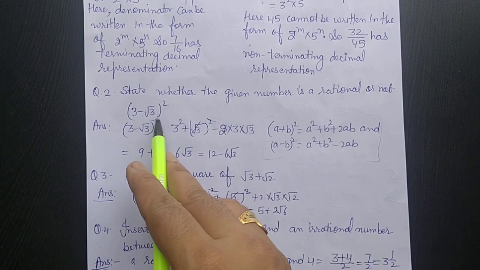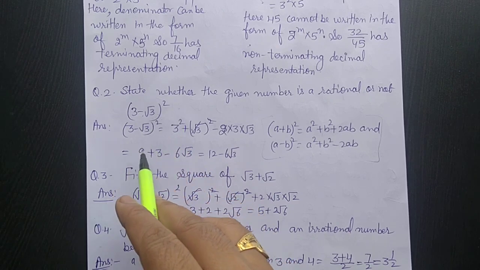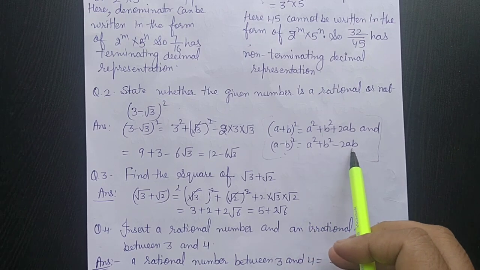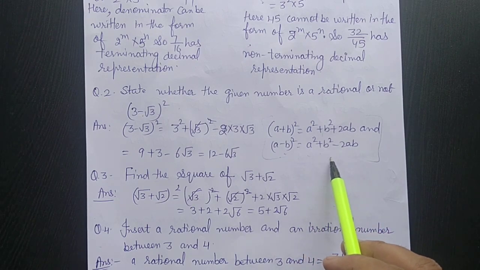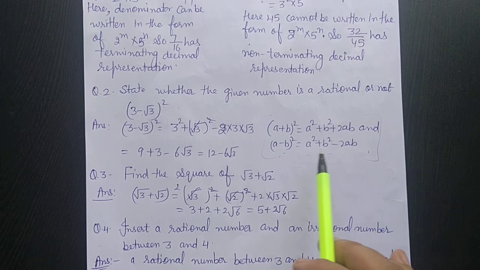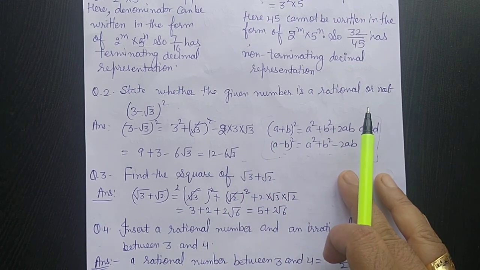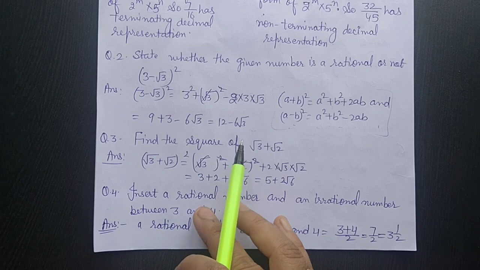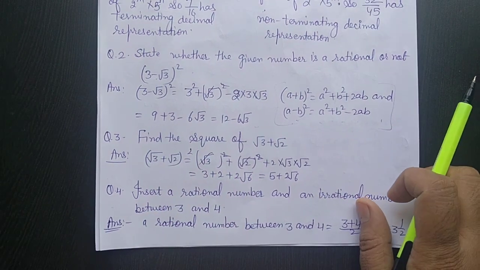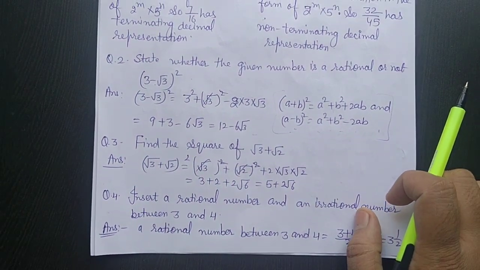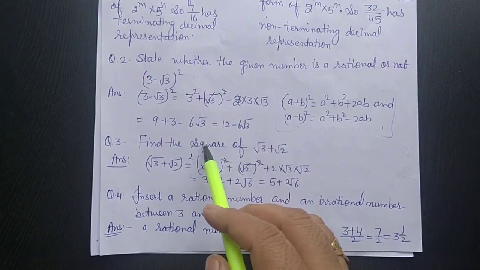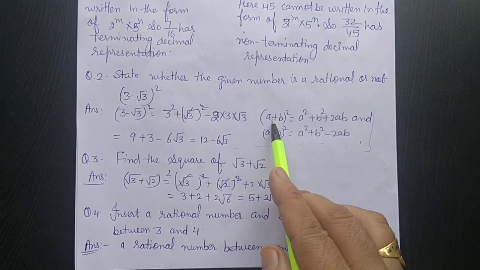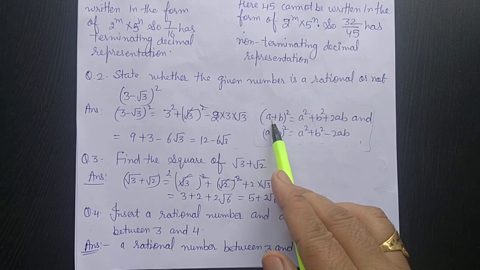So, 3 minus square root of 3, whole square. I applied the identity (a minus b) whole square, a square plus b square minus 2ab. Just apply it and check your answer by yourself. Then question number 3: find the square of square root of 3 plus square root of 2. Square means power 2, so for this you will apply identity 1.